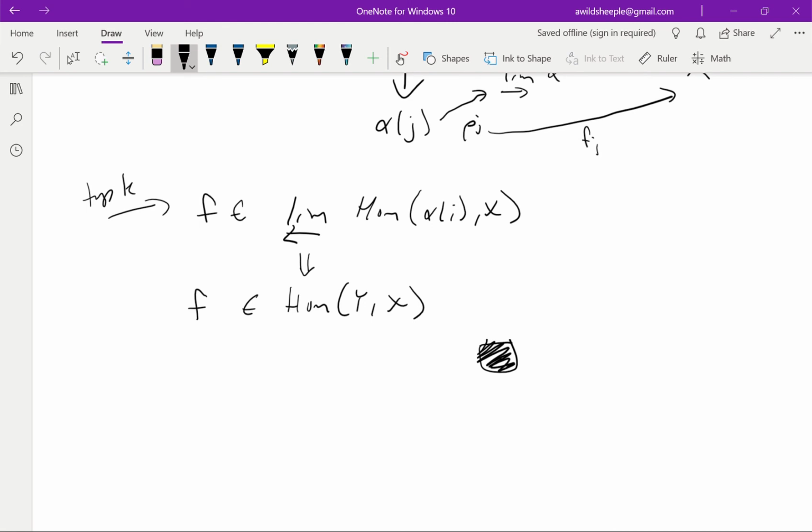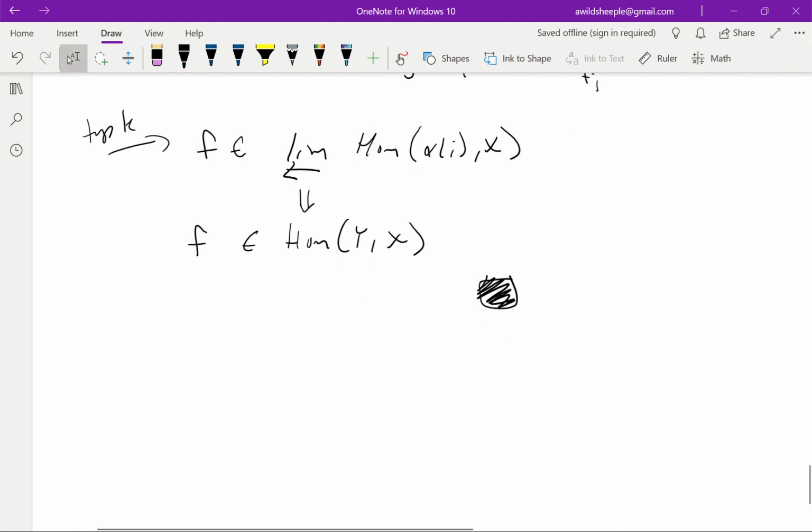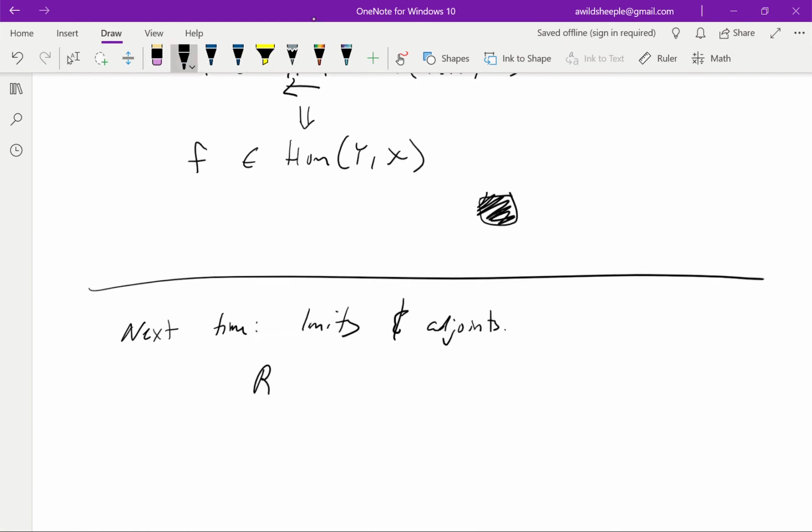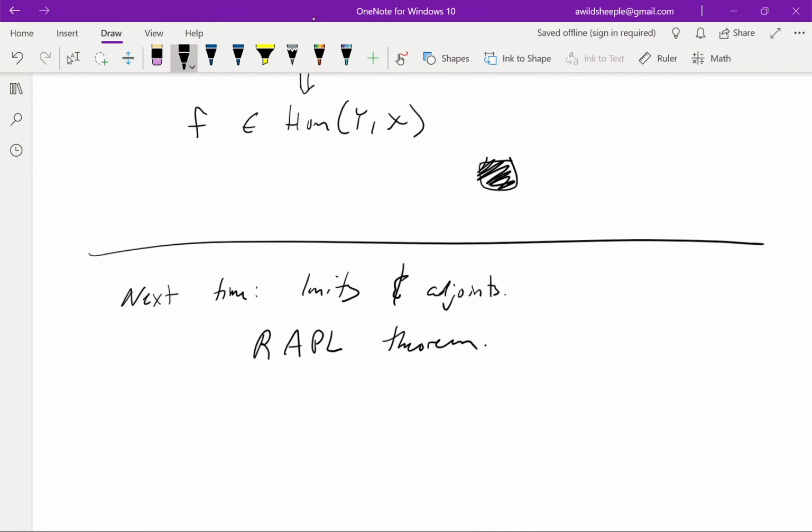Okay, next time we'll talk about the relationship between limits and adjoints and a few other useful properties. In particular, there's a theorem which is that right adjoints preserve limits. And of course, there's a completely dual theorem for left adjoints and colimits. But we'll see this next time. And then after that, if time permitting, we'll move on to seeing examples, of which there are a great many.